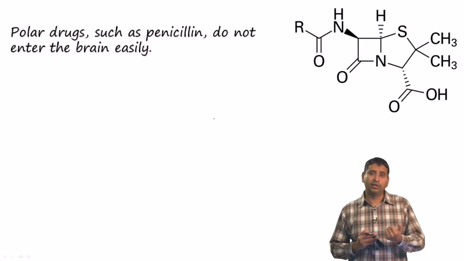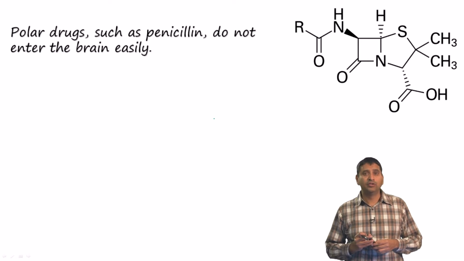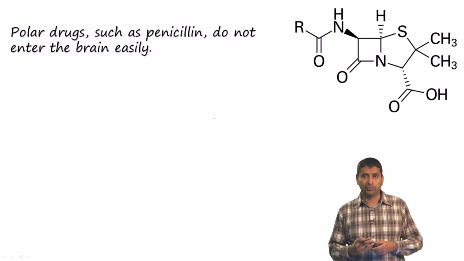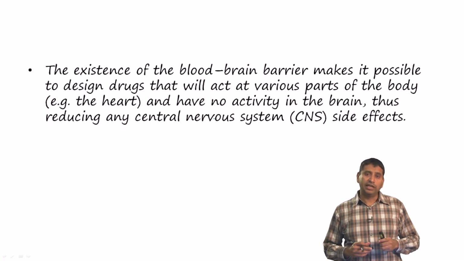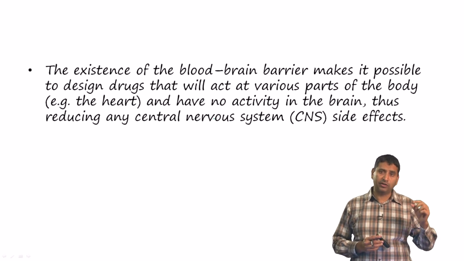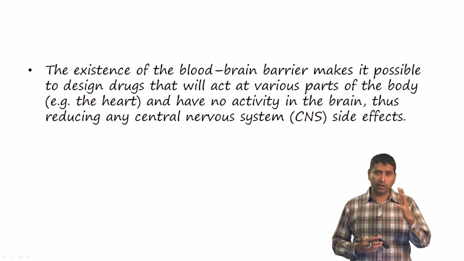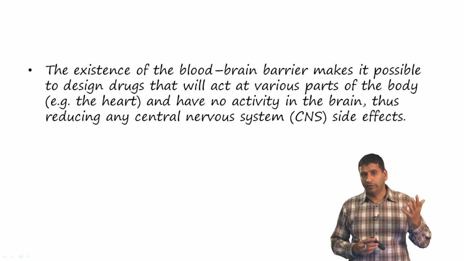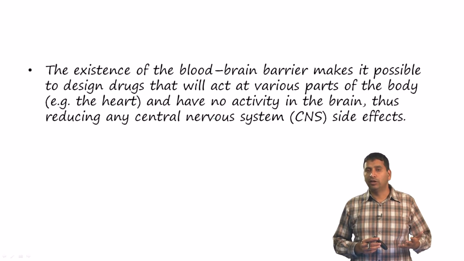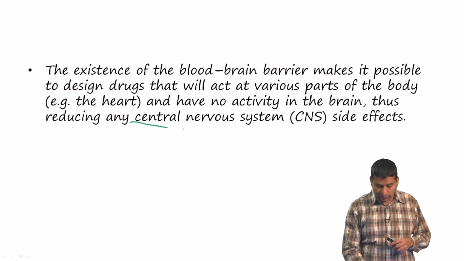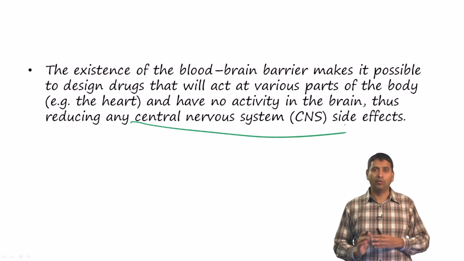For example, the drug that we looked at is penicillin. Penicillin does not enter the brain easily because it is quite polar. So, the existence of the blood-brain barrier makes it possible to design drugs that will affect various parts of the body but have no activity on the brain. This is very important, because the brain is quite susceptible to side effects. If the drug is designed such that it does not cross the blood-brain barrier, then the central nervous system is spared the side effects.